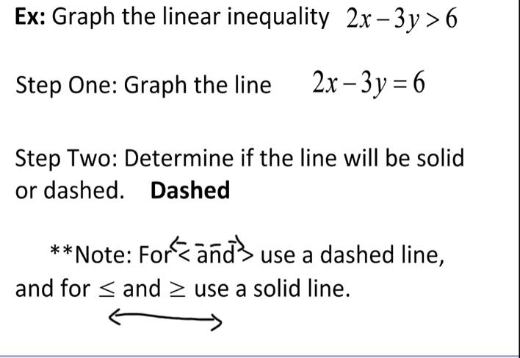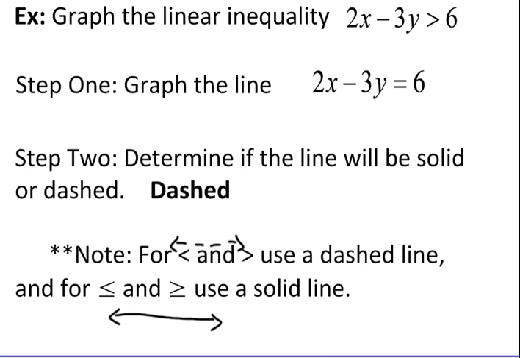Example, we're going to graph this linear inequality 2x minus 3y greater than 6. Step 1, graph the line. So they get rid of the inequality and they just want you to graph the line 2x minus 3y equals 6. Then you're going to determine what type of line you need. Is it a solid line or a dashed line?